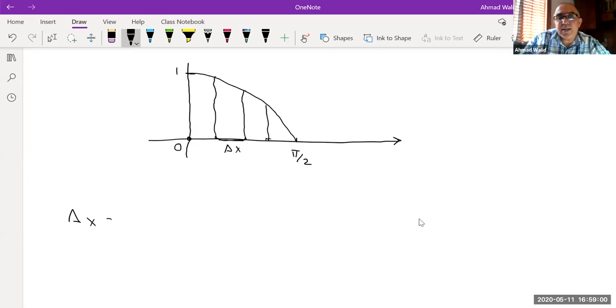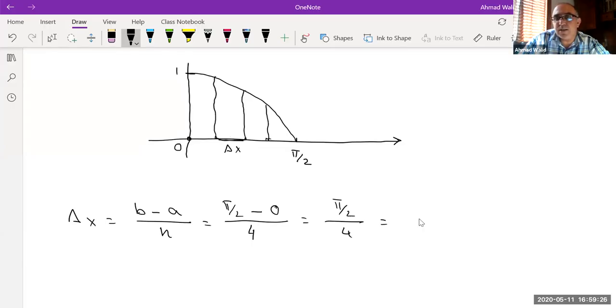Then delta x equals b minus a over n, which is, how much is b? B is pi over 2, minus a, your a is 0. Divide by n. How many rectangles do I have? 4. It means n is 4, divide by 4. Let's simplify. This one will be pi over 2 over 4, which gives you what? Pi over 8.